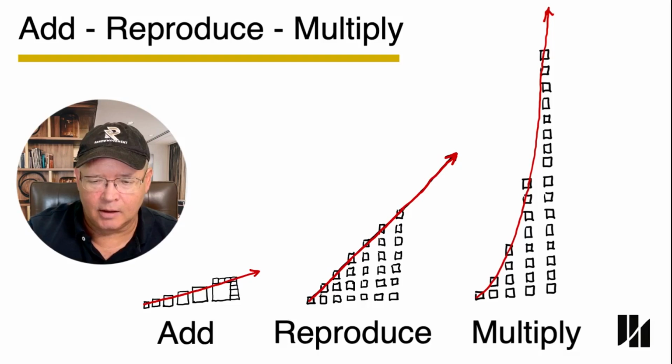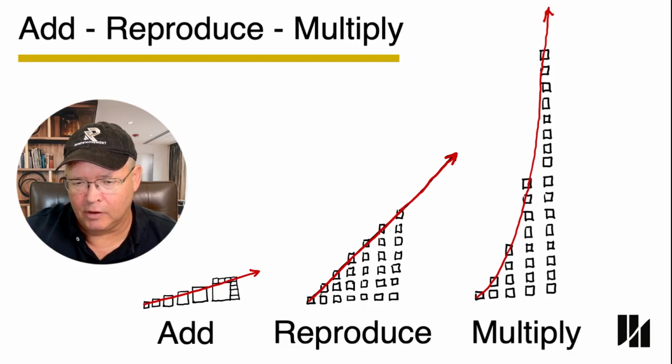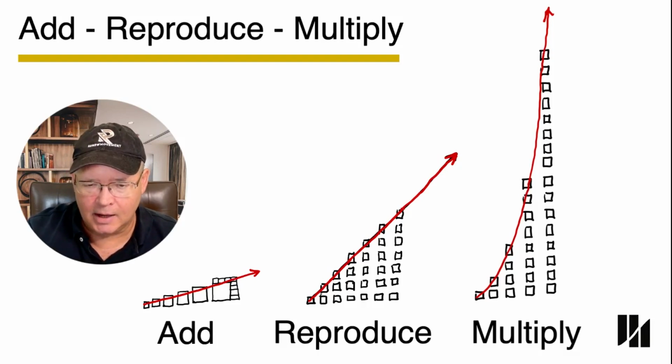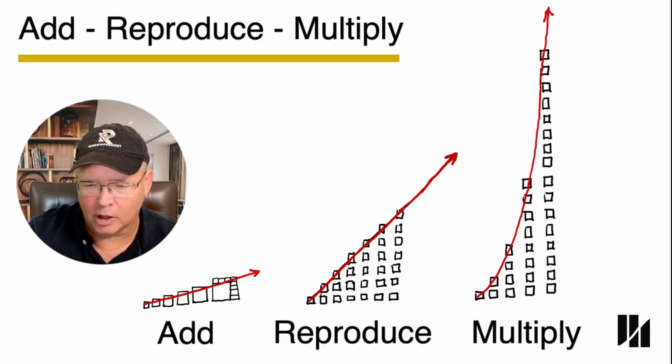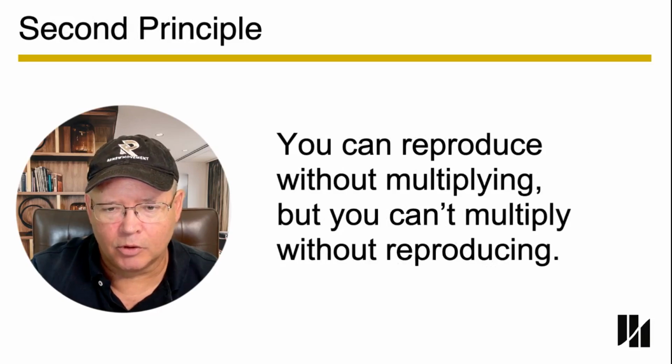So the idea is, if the parents keep having kids, they are reproducing. But if their children don't have kids, there's no way they can multiply. So we can have reproduction without multiplication, but if we have multiplication, we're guaranteed to have reproduction. That was principle number 2.